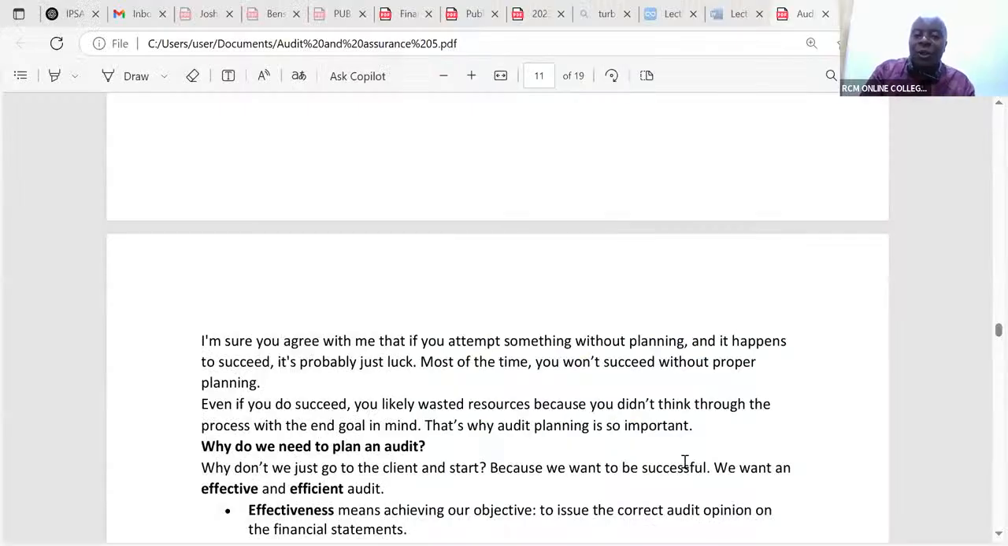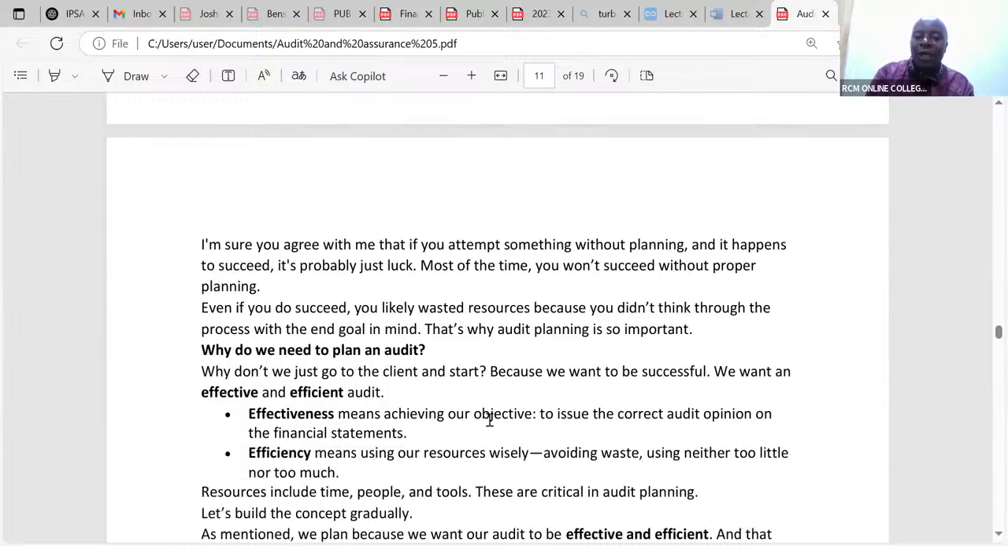So even if you do succeed, I'm just repeating this, you likely wasted resources because you didn't think through the process with the end goal in mind. That is why audit planning is so important. Why do we need to plan an audit? Why don't we just go to the client and start? Because you want to be successful. We want an effective and an efficient audit.